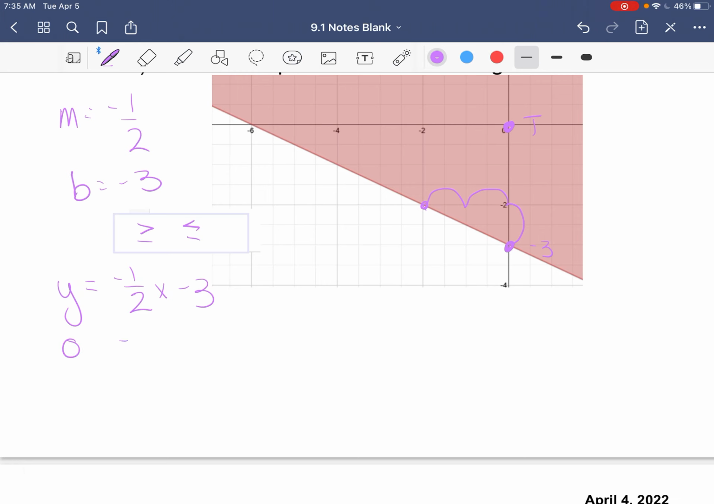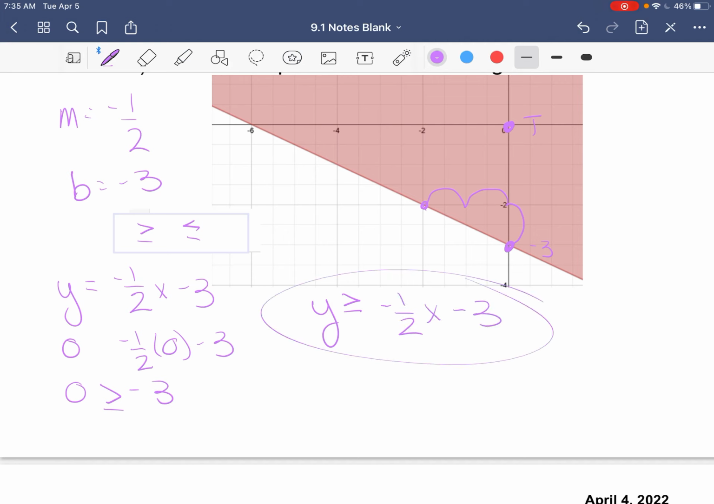So if I put 0 something is -1/2 times 0 subtract 3. 0 is what the -3? We want it to be true. So 0 is greater than or equal to -3. So our equation would be y is greater than or equal to -1/2 x minus 3.